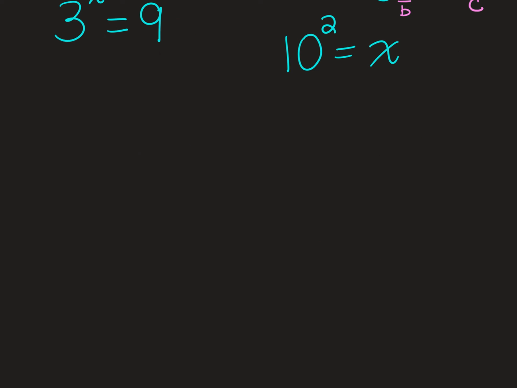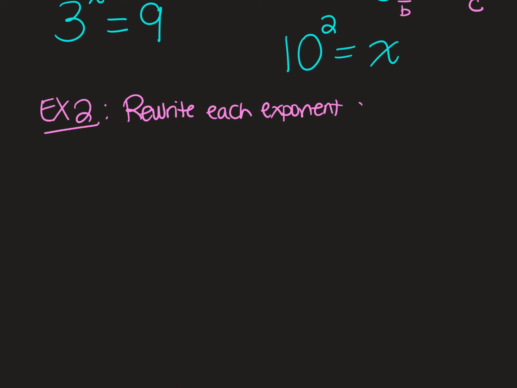All right, second thing we're going to do here is go the other direction. So rewrite each exponent as a logarithm. So we're just reversing. We're going from exponent to logarithm instead of vice versa. So the first one we're going to rewrite is 5 squared.